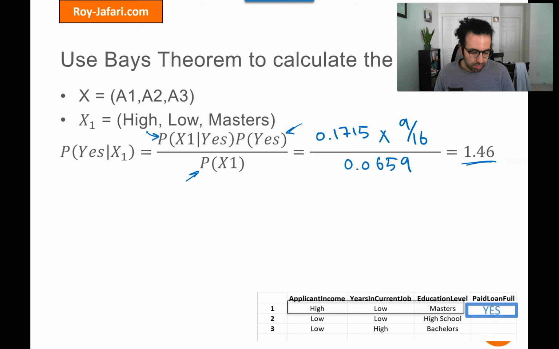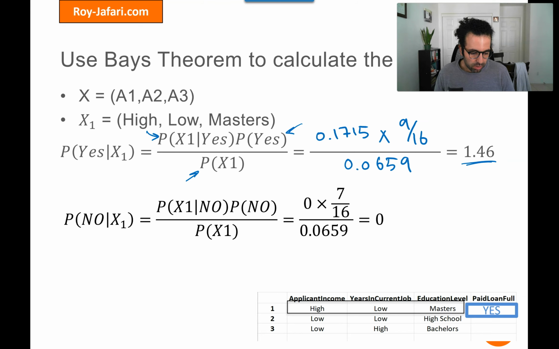But how about if we wanted to do the probability of no given x1, right? There should be some relationship. This is large, this should be lower. And when we do that, you can actually see it's going to be 0. So for practice, go ahead and actually do this. Now, once you look at these two values, the probability of yes given x1, then you would say, okay, this is probably better to go with yes.